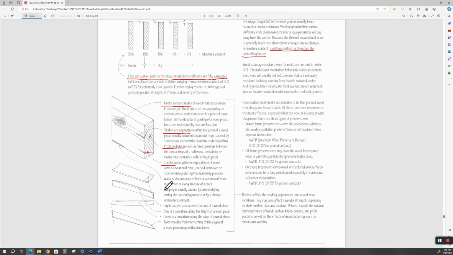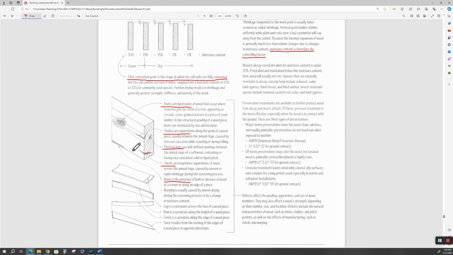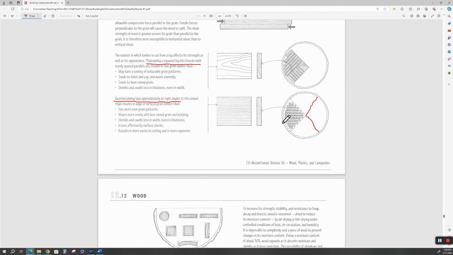A wane is the presence of bark or absence of wood at a corner or along an edge of a piece. This is called a wane. You've probably seen at the lumber yard, or maybe you haven't, some of your dimension lumber will have a piece of the wood removed, or a piece of bark in there. That's because they cut it close to the edge of the bark of the tree. When they debark them, they don't always get all the bark off.